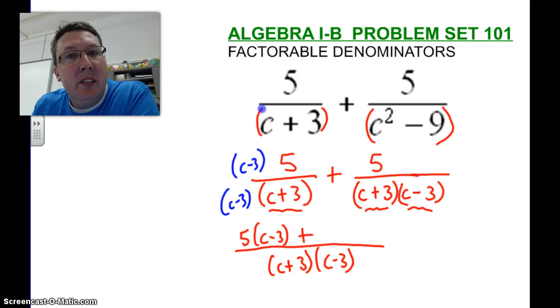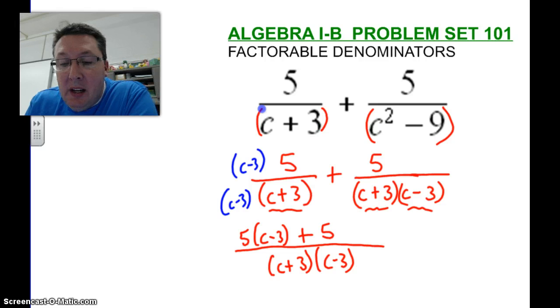Plus, now in the second fraction, is it missing anything? I have a c plus 3 and I have a c minus 3. That's what I need for my common denominator. So this 5 is just going to stay 5. All right? Our next step, our last couple of steps, is we need to simplify that numerator.